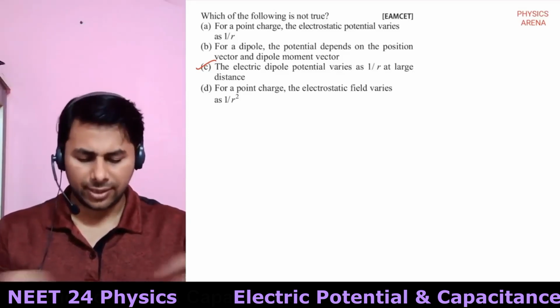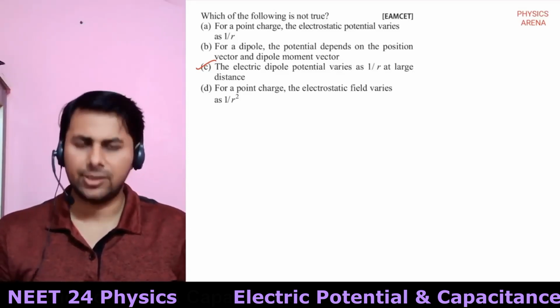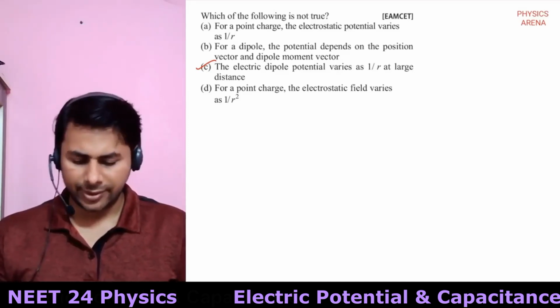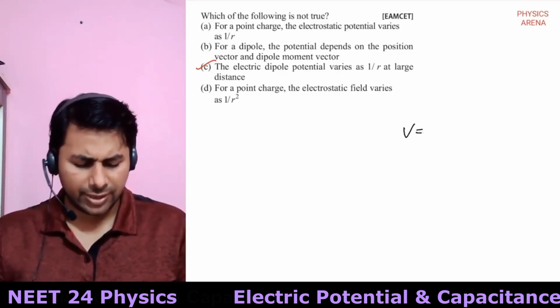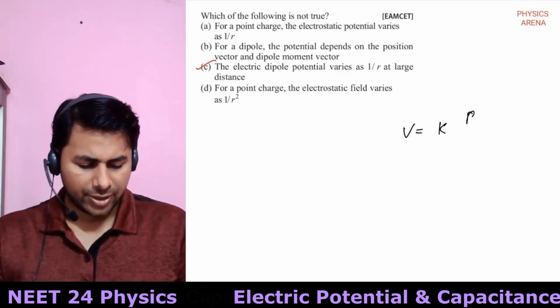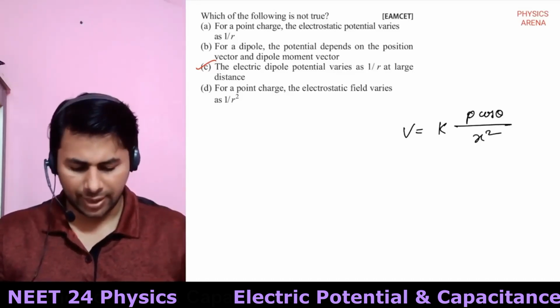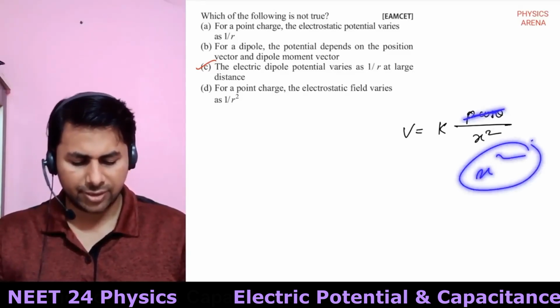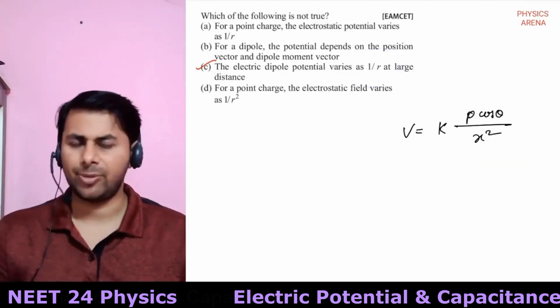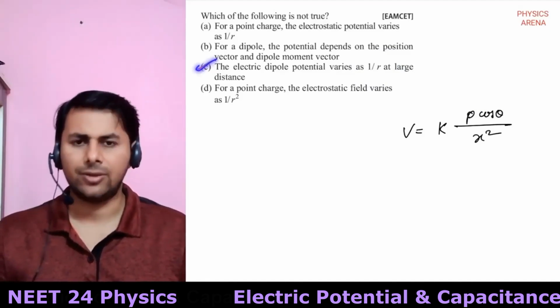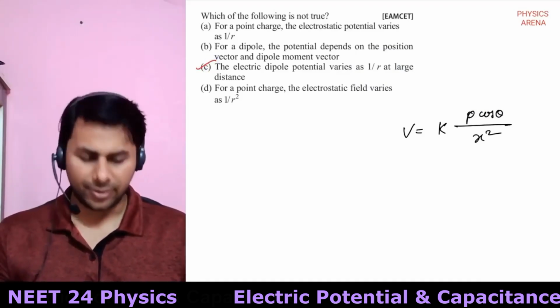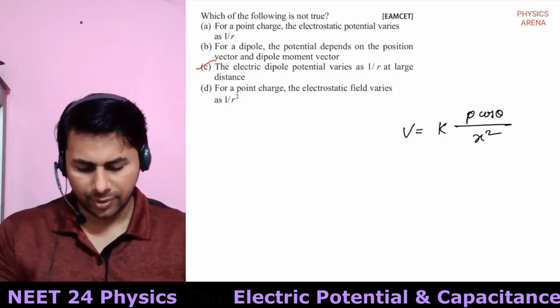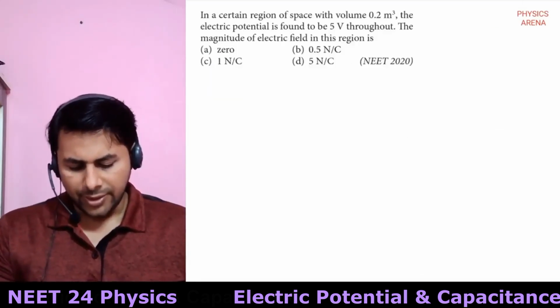For a dipole at large distances, what happens? The potential falls as, the formula is V is equal to K P cos theta divided by x square, or r square. So it is inversely proportional to distance square, and they are saying it's inversely proportional to r, which is definitely not true. Okay, very good. So it is option C. Right, let's see the next one.